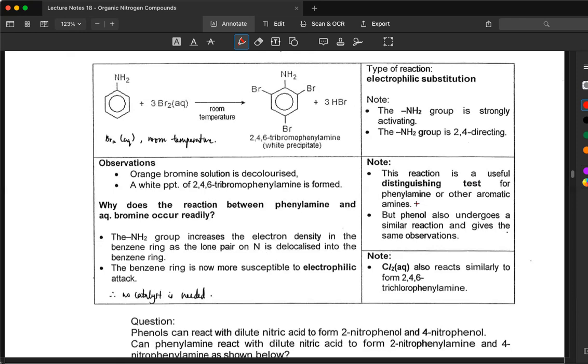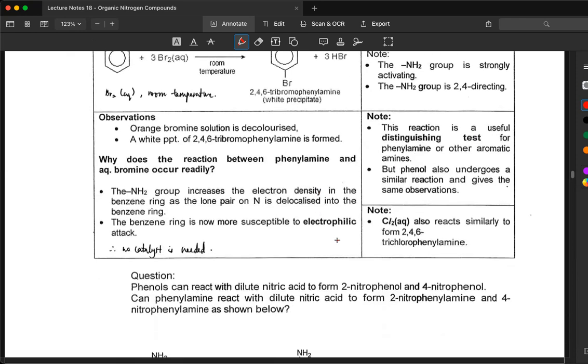So it is a very useful test to distinguish phenylamine from other compounds. However, phenol also undergoes a similar reaction and gives the same observations. Take note that chlorine will have similar reactions as well.